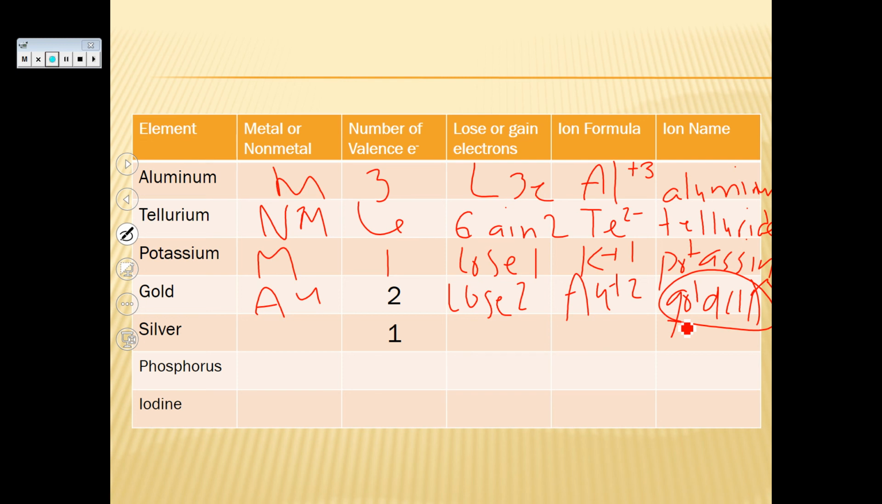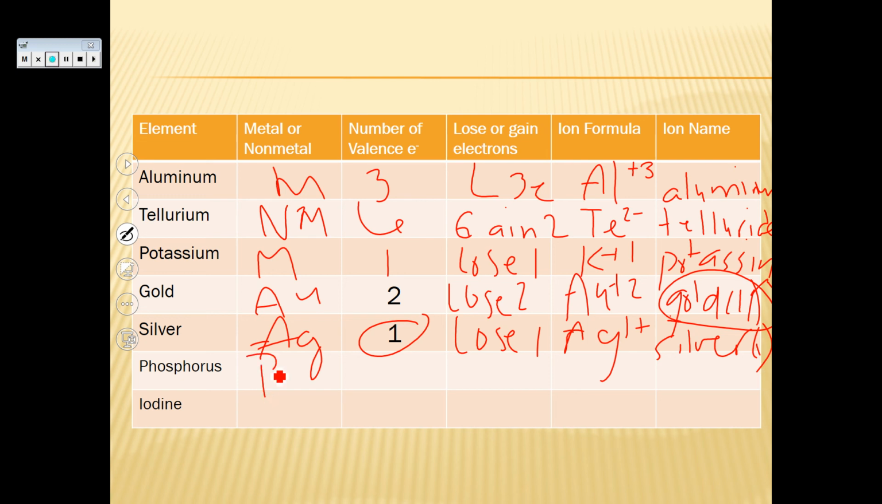Silver is Ag. It is a transition metal. It tells us that its oxidation number is 1. It is going to lose 1 electron to become Ag1 positive, and its name is going to be silver 1, and that's it. Phosphorus is P.